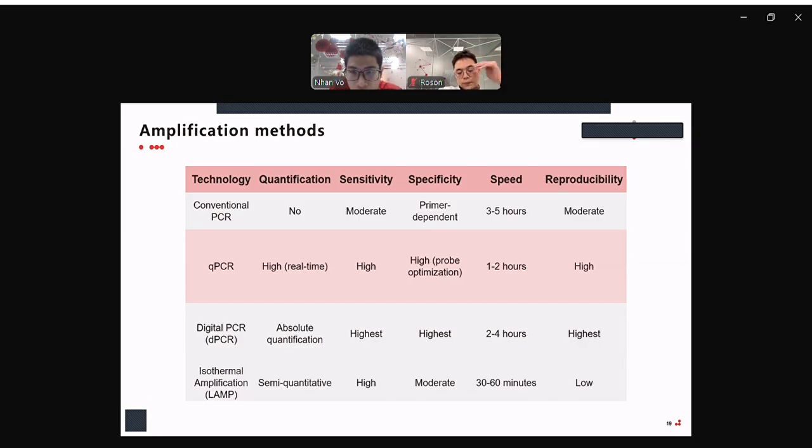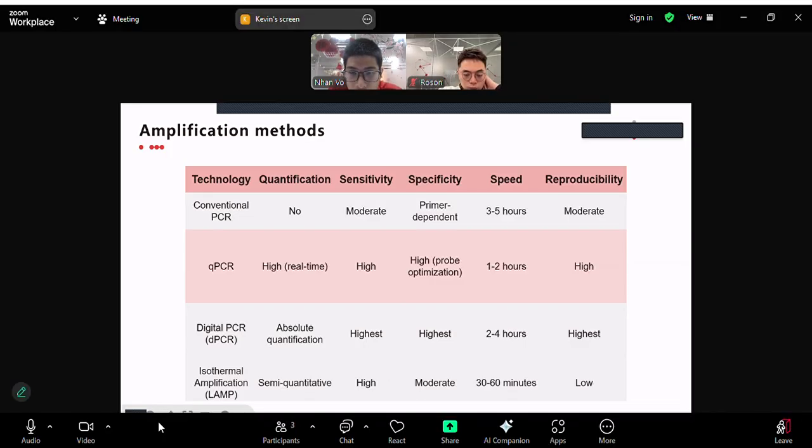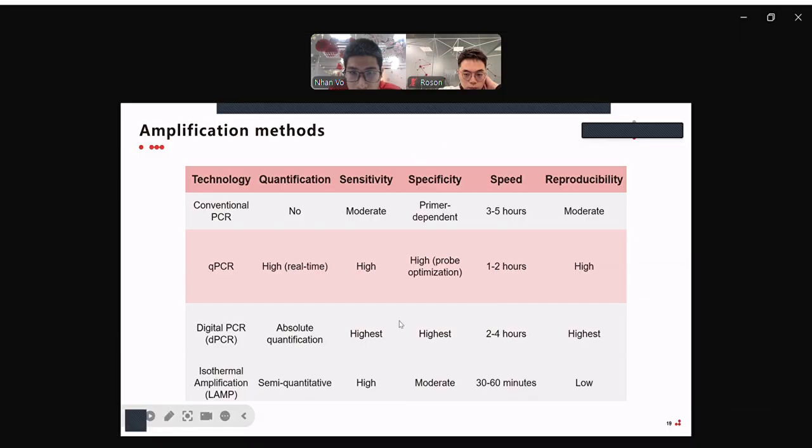For specificity, we do not catch any of the good people. We only catch the bad guys into the prison. So for this kind of method, because it provides the highest sensitivity, the specificity of this method might become lower.